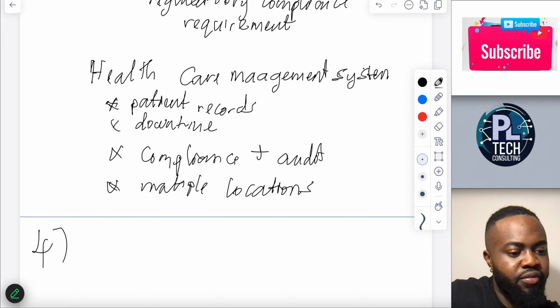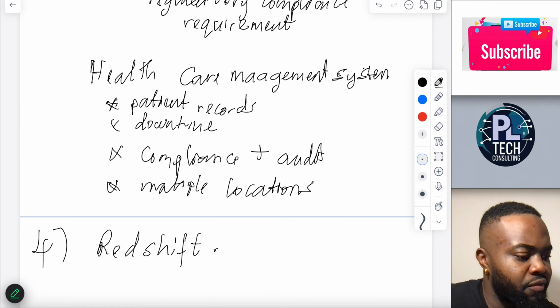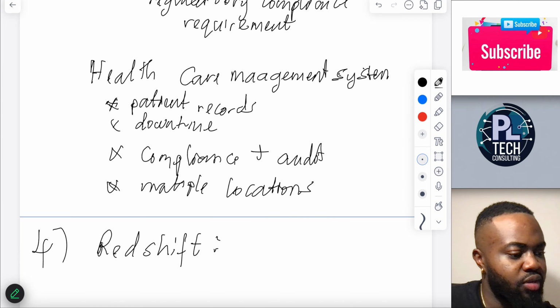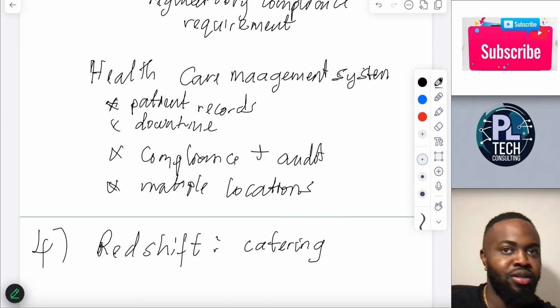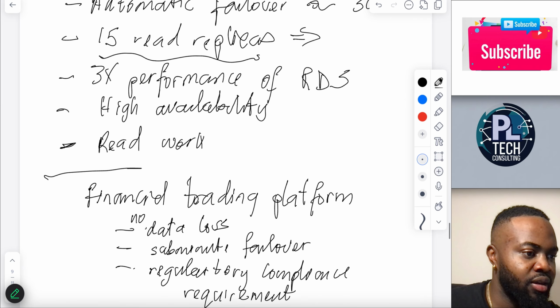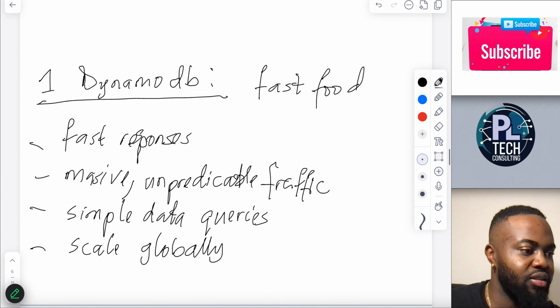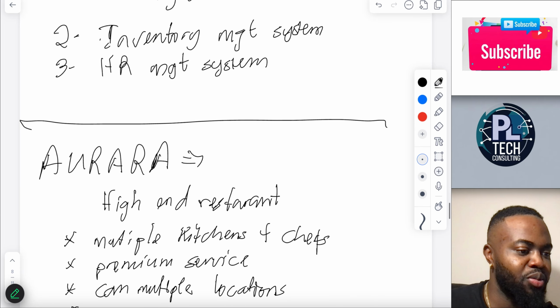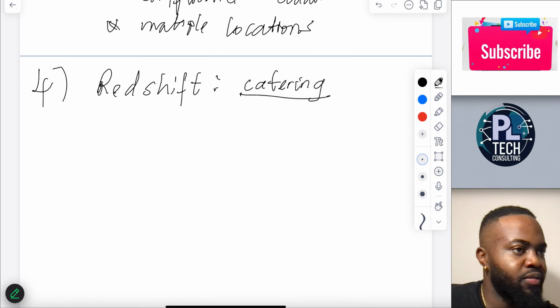Finally on the list, we have Redshift. Okay, so Redshift is very specialized. I would think of Redshift as a catering company. Okay, so if I wanted to have two extremes here, it would be Redshift and DynamoDB. So DynamoDB and Redshift will be the two extremes. Okay, so Redshift, think of Redshift like a catering company.